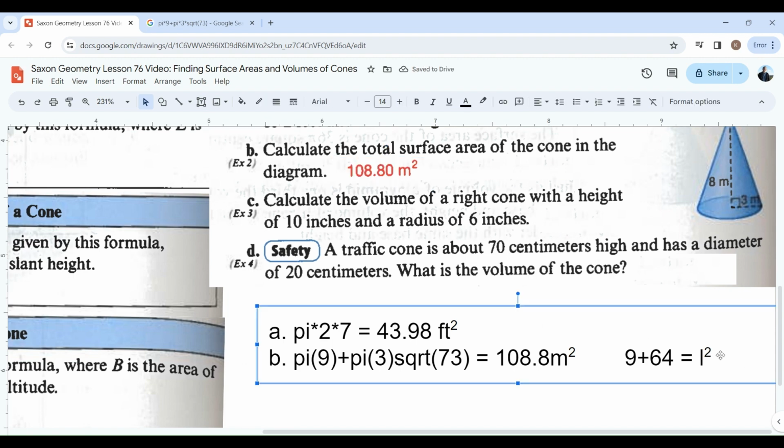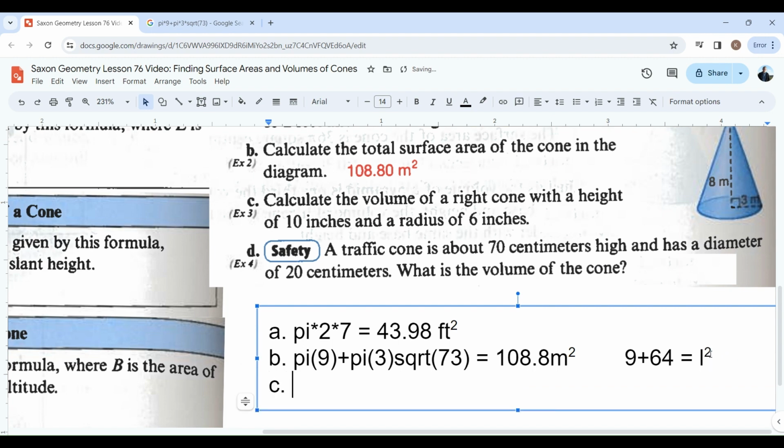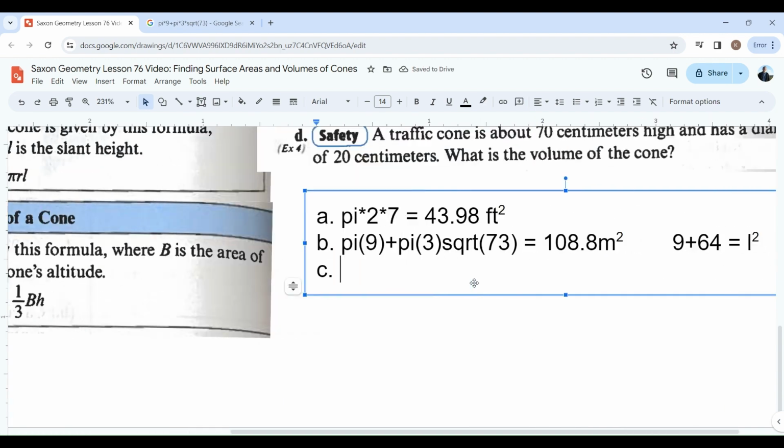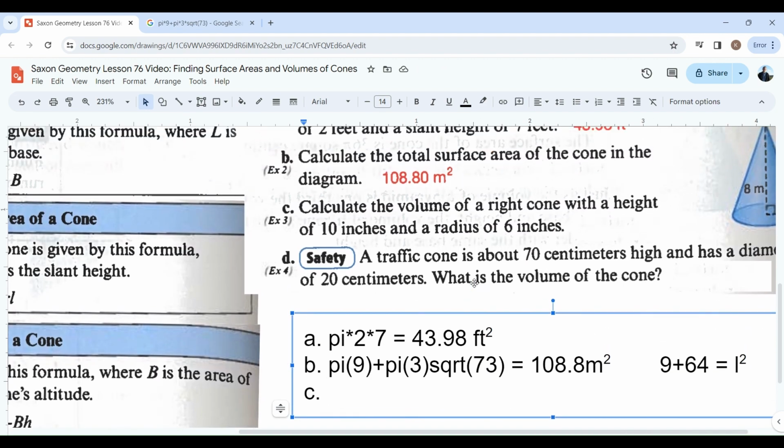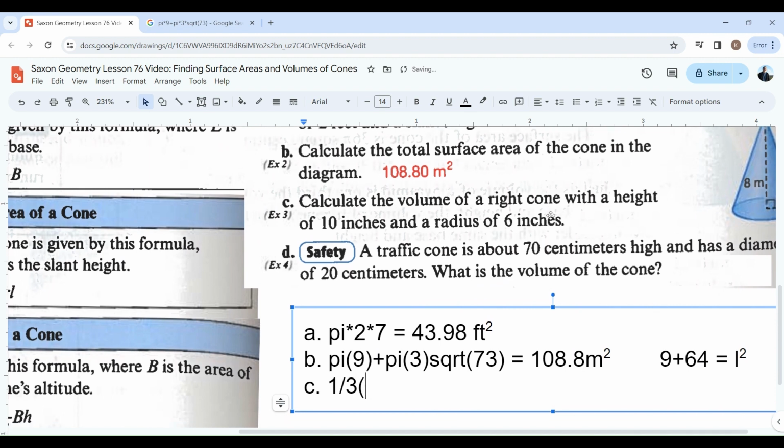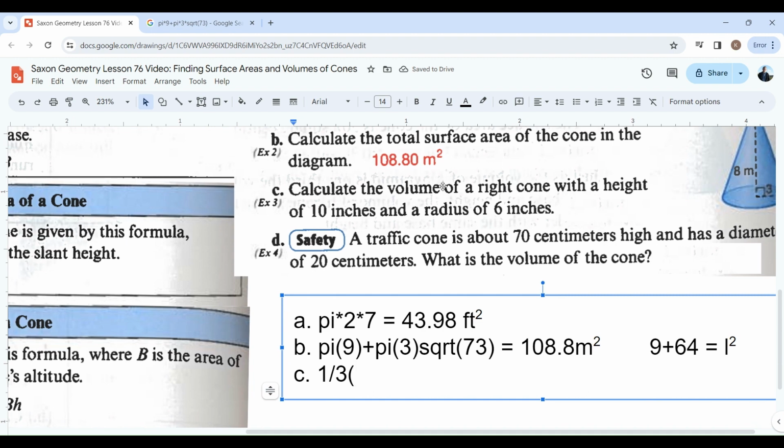All right, on to letter C. In letter C, we have to calculate a volume. Volume is going to be this equation, 1/3 the base times the height. So it's going to be 1/3 times the base of a cone. All right, so it says calculate the volume of a right cone with a height of 10 inches and a radius of 6. Well, the base is going to be the area of the circle that has a radius of 6, pi r squared. Pi times 36, which is 6 times 6, right? Then I need to multiply that times the height of 10 inches.